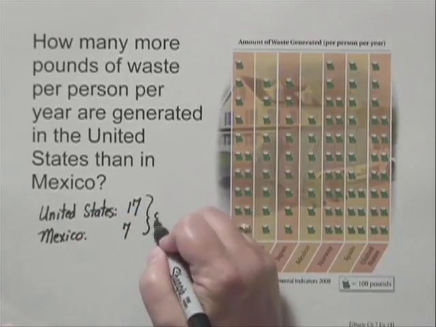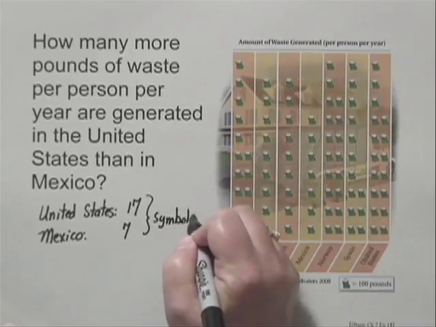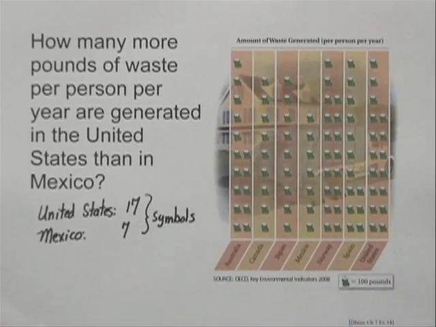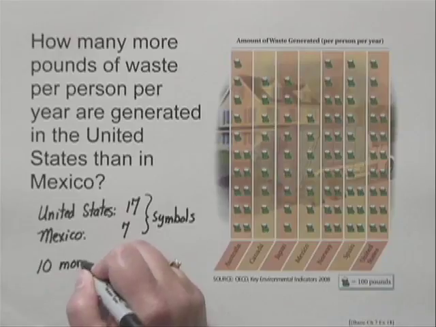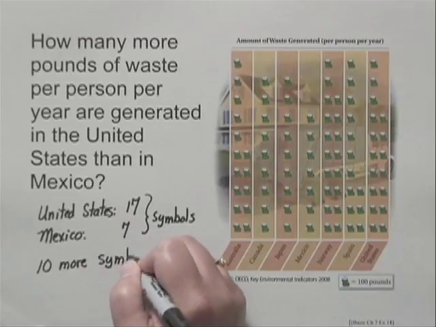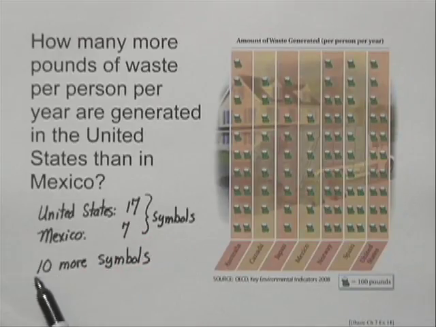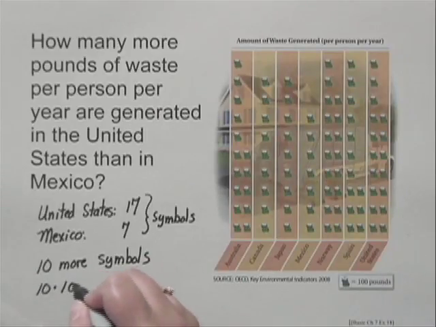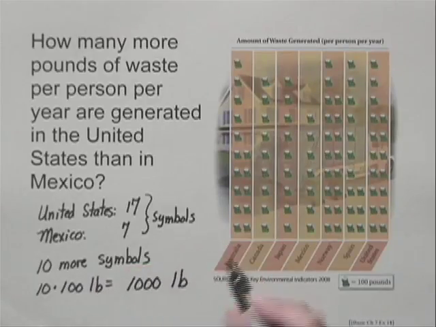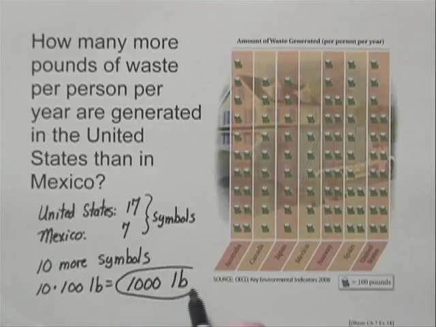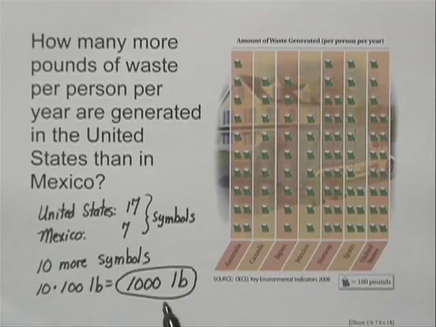Now this is the number of symbols. And we could first calculate the number of pounds that represents, or we could see how many more symbols there are in the United States. If we would subtract, there are 10 more symbols in the United States than there are in Mexico. And since each symbol represents 100 pounds, we have 10 times 100 pounds, or 1,000 pounds. So each person per year generates 1,000 pounds more waste in the United States than in Mexico.